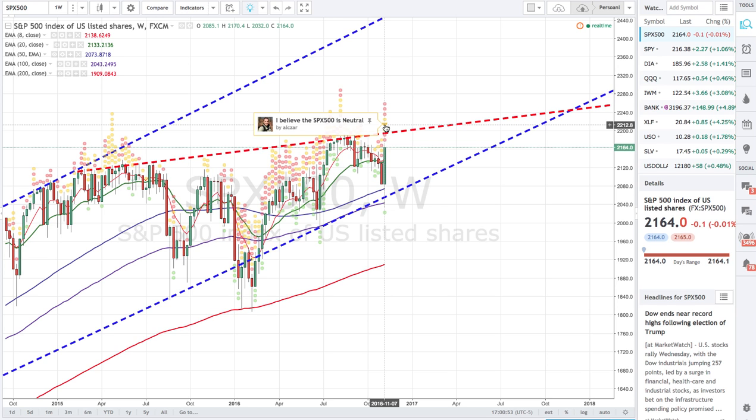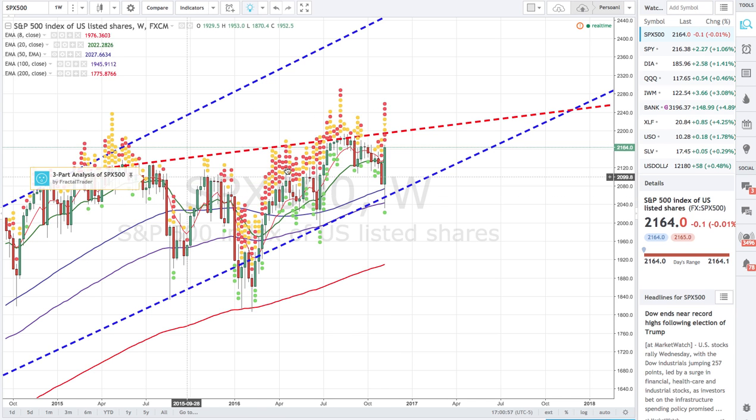This is a forecast that I made saying that the S&P 500 is going to go neutral, meaning it's going to be going sideways and condensing in this chart here.